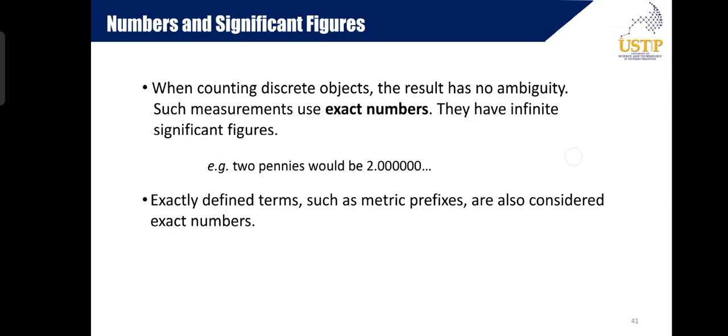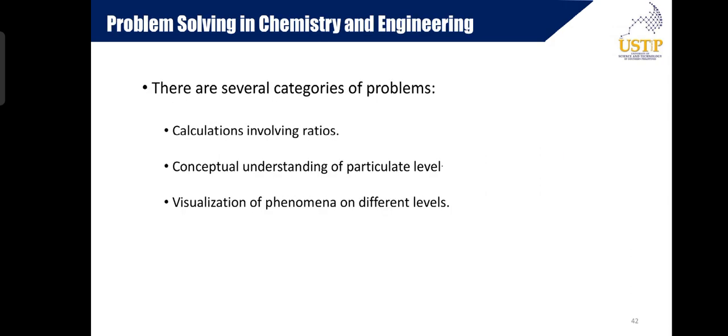So there are several categories of problems. We have calculations involving ratios. We have conceptual understanding of the particulate level. And we also have visualization of phenomena at different levels. There are problems that we can calculate using numbers and ratios. We also have problems that we can conceptualize, an understanding of the particulate or microscopic level, and then visualization, those that we can only express through visualization because they are on a nanoscale level.